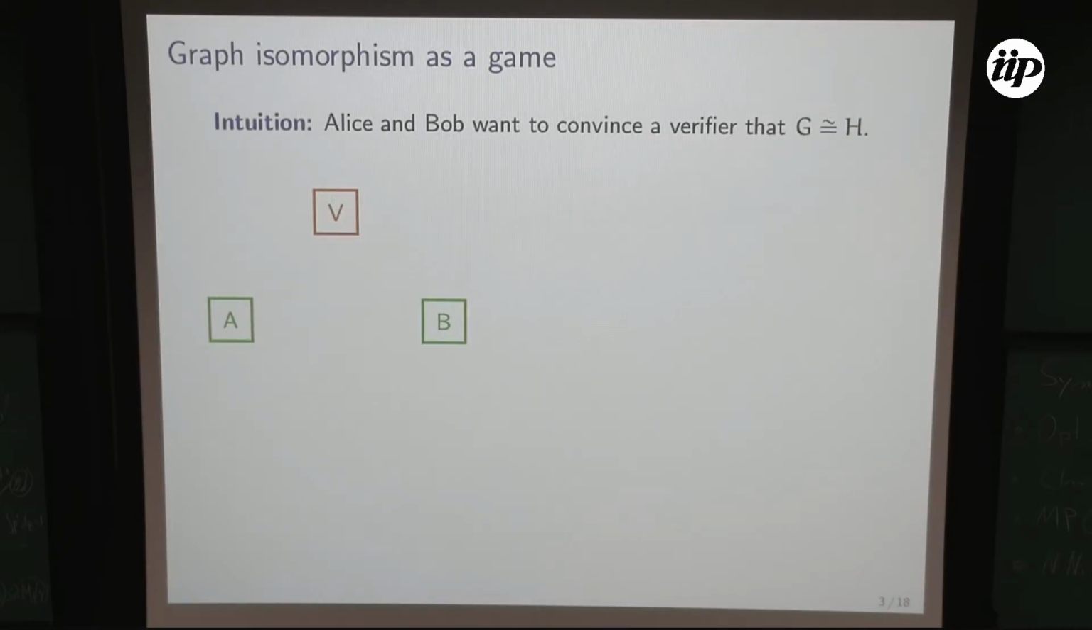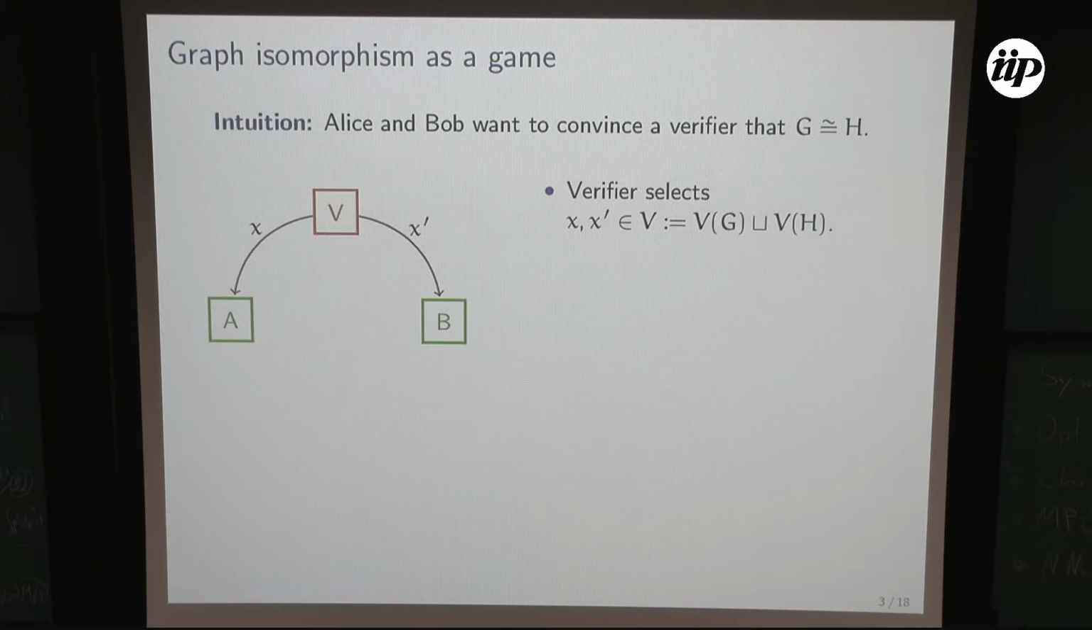Now I want to think about isomorphism through this kind of interactive protocol or non-local game, where I have two provers, Alice and Bob, and they are working together, and they play this game against a verifier. The idea behind the game is that Alice and Bob try to convince this verifier that the graphs are indeed isomorphic. The game goes as follows. The verifier picks two vertices, x and x prime, and these could be vertices of G or vertices of H. It could be that x is a vertex of G and x prime is a vertex of H, or the other way around, so all the possibilities.